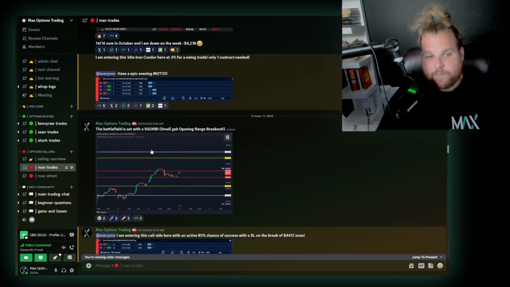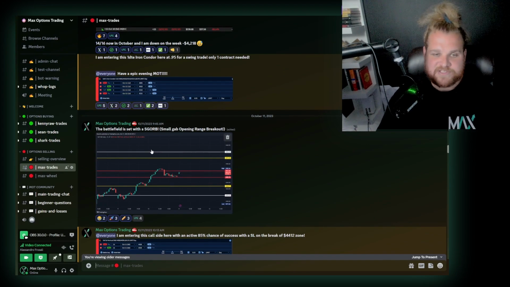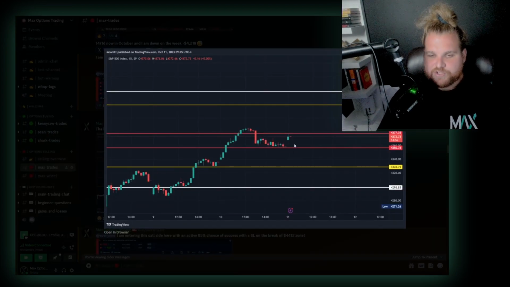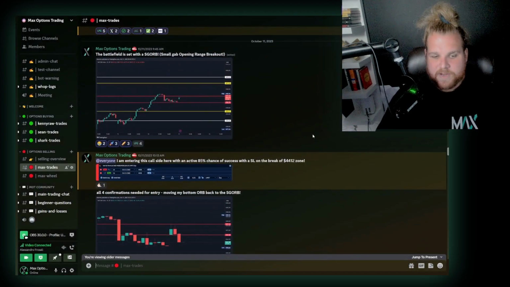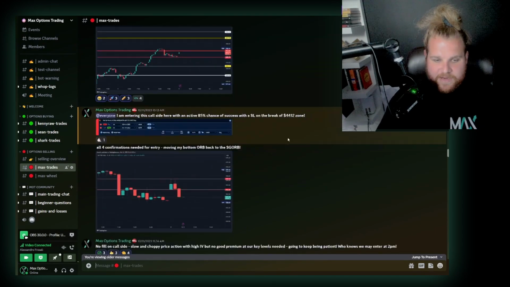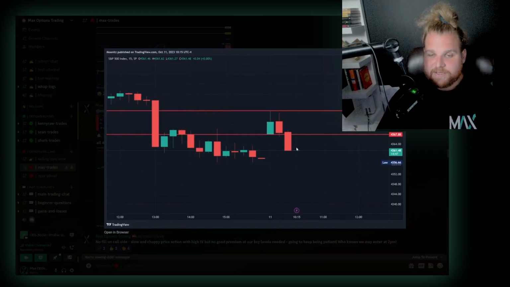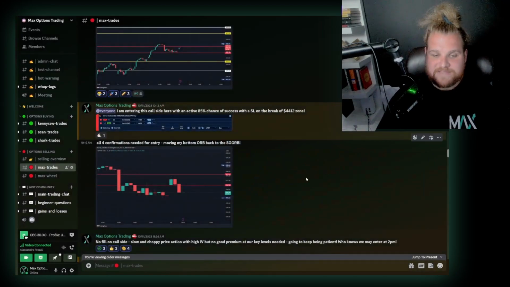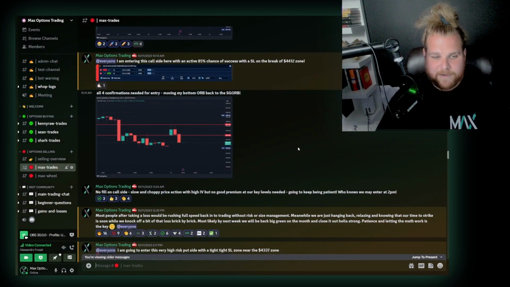The battlefield is set. I invented this. I call it the small gap opening range breakout. So when you have those very minimal gap ups and downs, I like to just include them in the ORB because you could have whiplash behavior. I entered call side because of that whiplash behavior, it went to fill that small ORB right there.